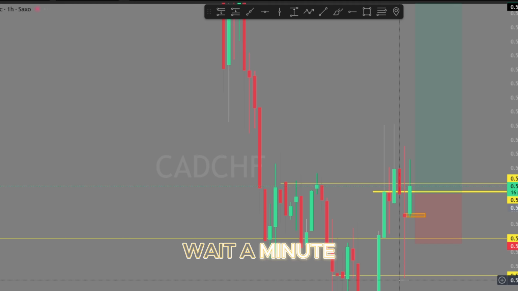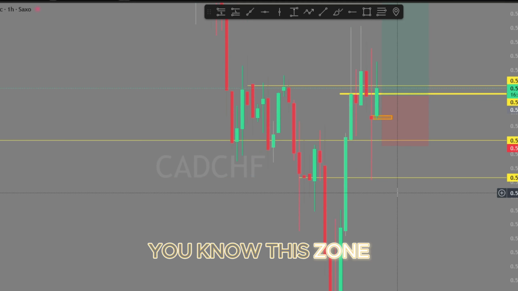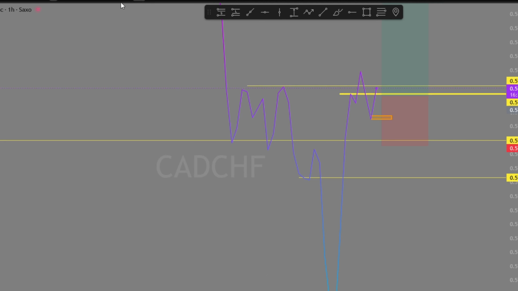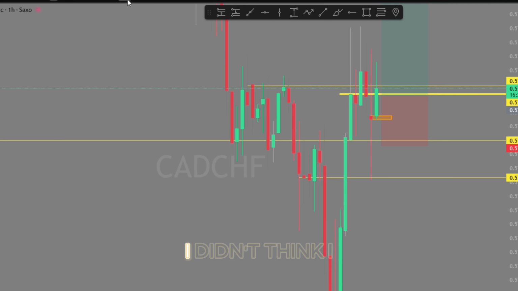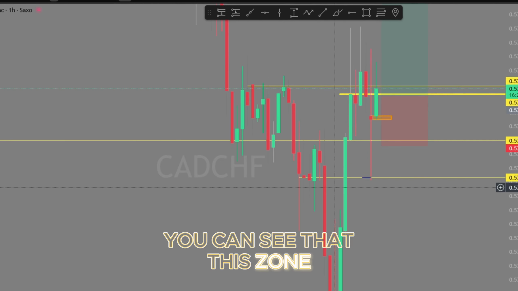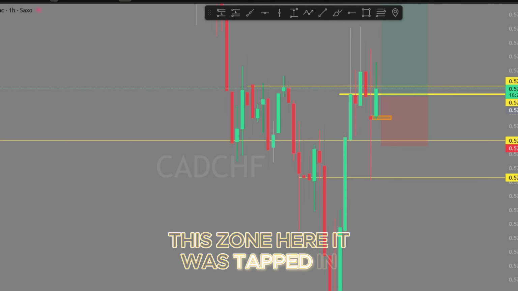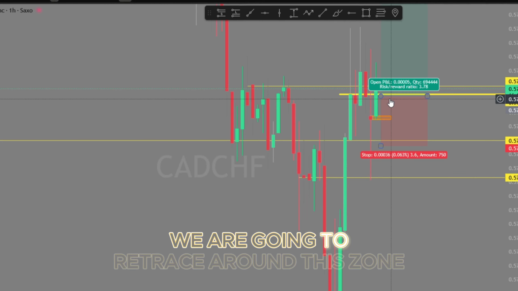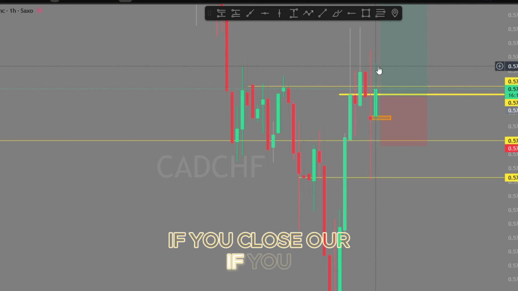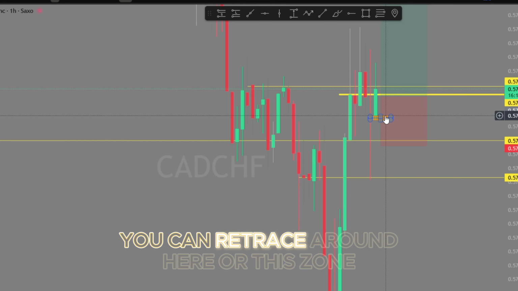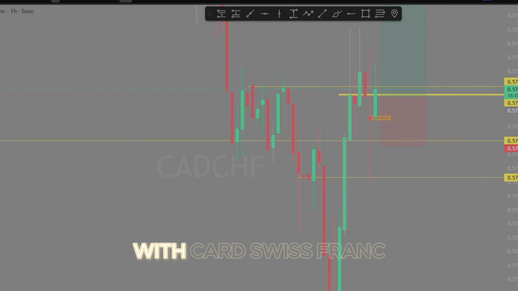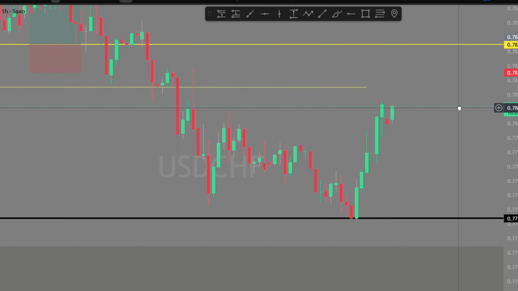First, wait a minute. You know this zone, whoa, this zone was activated. The market may not come back to this zone. When we use the line chart, we can see that this zone here was tapped in, so we are bullish. We are going to retrace around this zone. So we have this zone here and this zone. If you close above this, we can retrace around here or this zone, and we continue bullish. So I'm done with Euro CAD, Swiss franc.